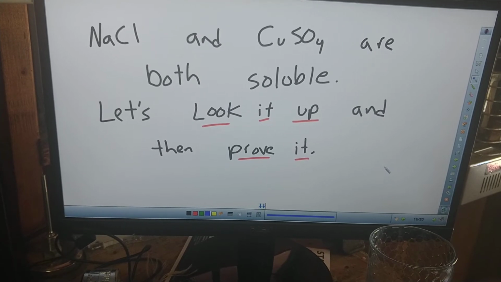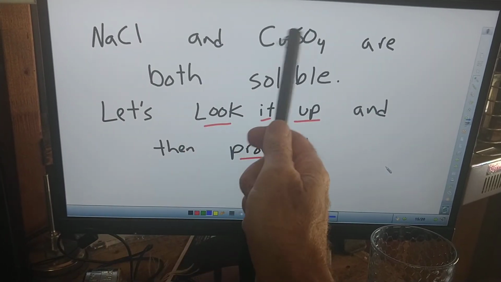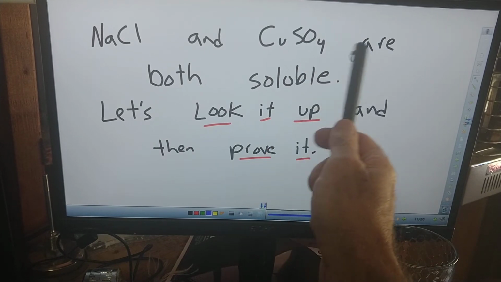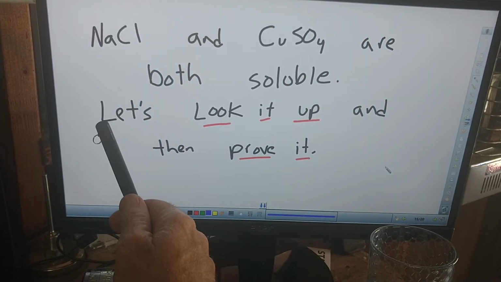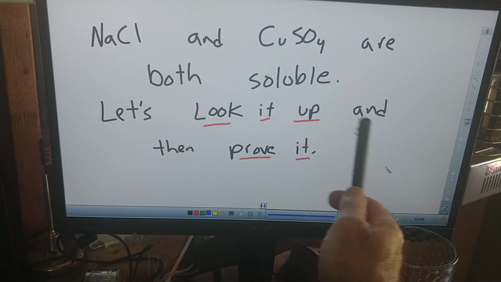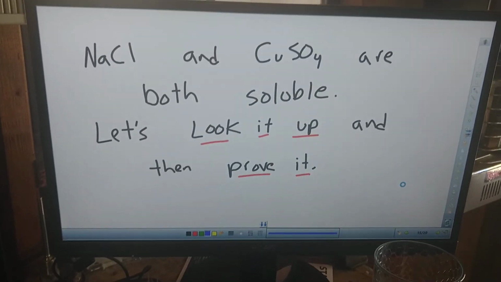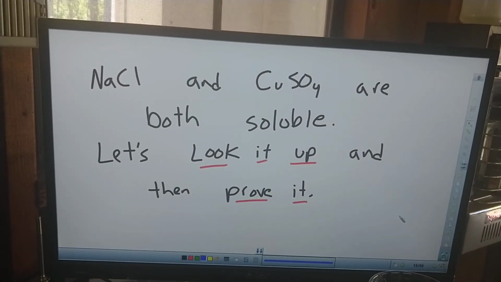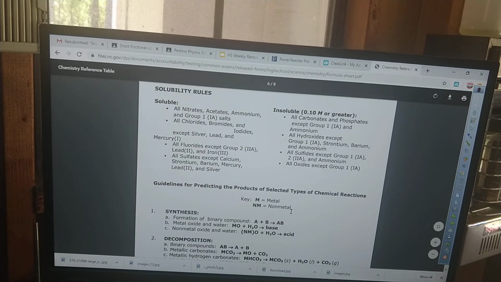Now we're going to do a little chemical reaction. We're going to use some sodium chloride and some copper 2 sulfate. And they are both soluble in water. Now what we're going to do first is we're going to look that up. And then later we're going to prove it. Well, let's look it up. How would we look up something in chemistry class? Well, you guessed it. We're going to go to our chemistry tables.